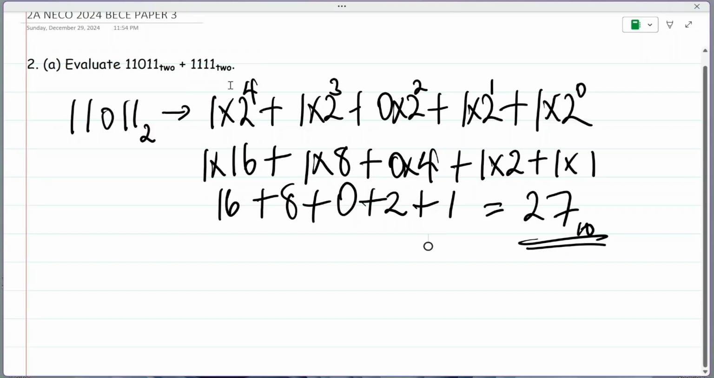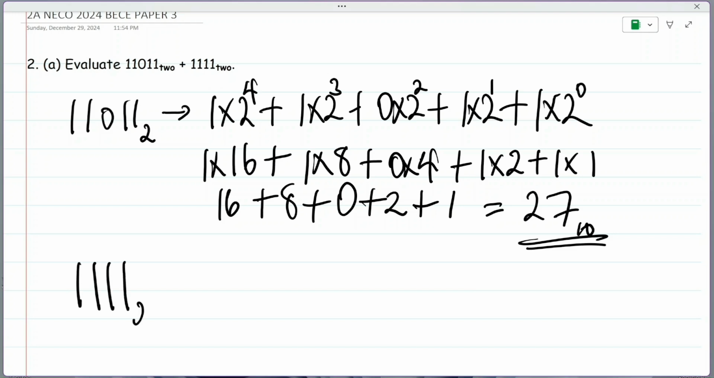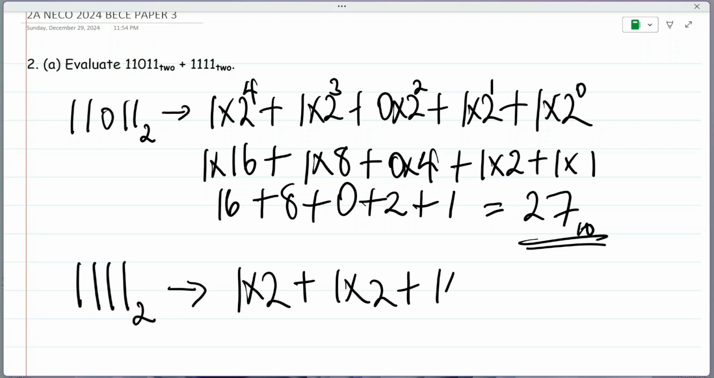Remember, we have our second number in base 2. So we have it as 1111 base 2. We're also converting to base 10. So each of the digits we multiply by 2. 1 times 2 plus 1 times 2 plus 1 times 2 plus 1 times 2. There are 4 of them. Then you power the 2's from 0, starting from your right.